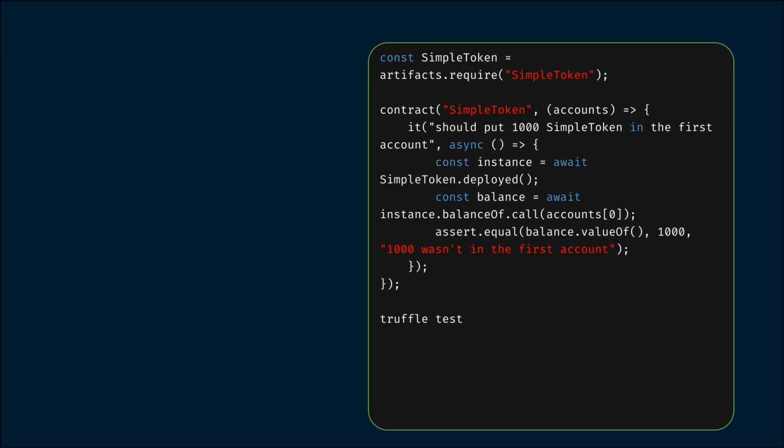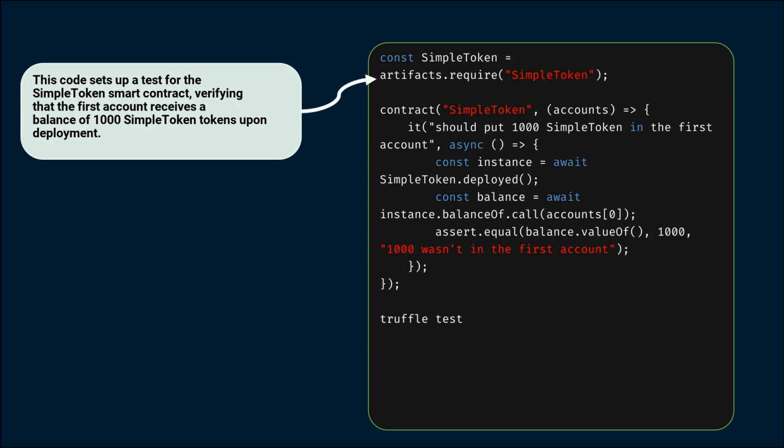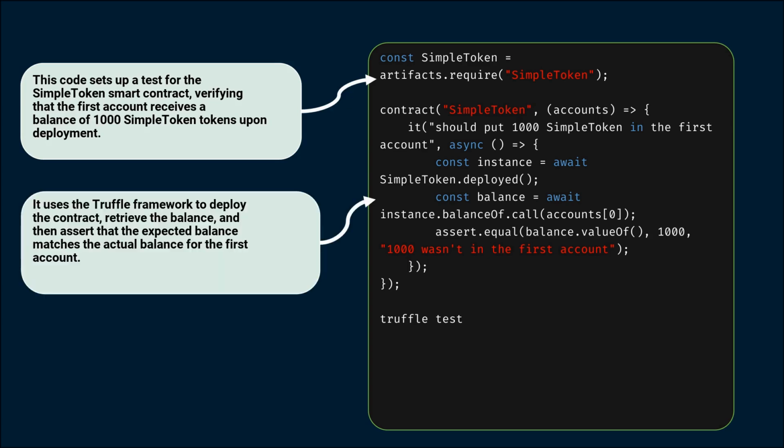Now let's see how we can implement our testing strategy for the SimpleToken smart contract using Truffle's JavaScript testing framework. We begin by requiring the SimpleToken contract artifact, which allows us to interact with the deployed version of the contract.